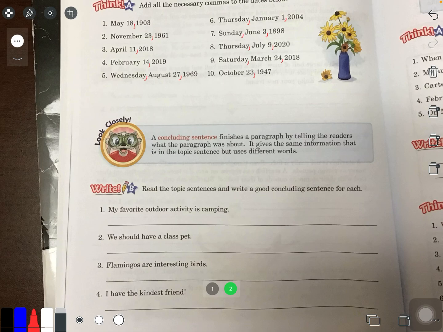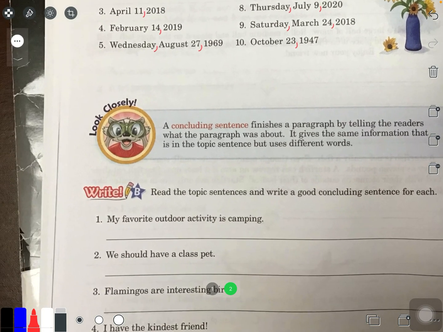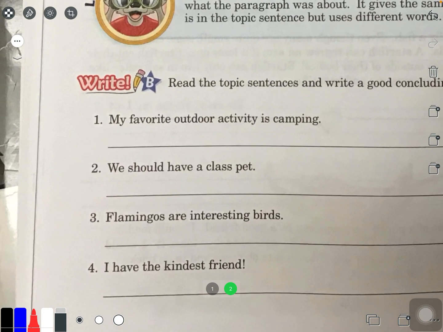All right. So a concluding sentence finishes a paragraph by telling the readers what the paragraph was about. It gives the same information that is in a topic sentence but uses different words. So here are some topic sentences. My favorite outdoor activity is camping. And then the whole paragraph is going to talk about what you do when you go camping. Remember, a paragraph has 5 to 7 sentences. So for the next 5 sentences, you'll talk about how cool it is to go camping and what you do. And then the 7th sentence will be your concluding sentence.